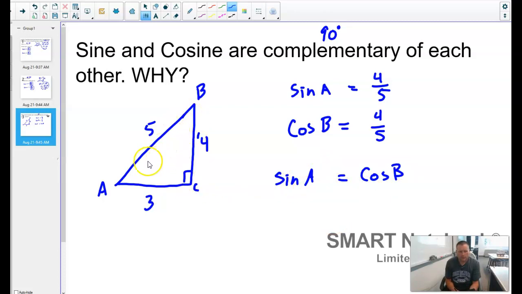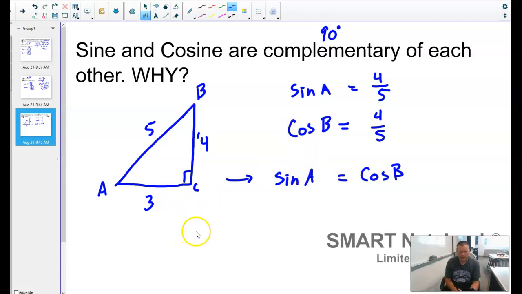If you remember, the inside angles of a triangle sum to 180 degrees. Well, C is 90, so we can get rid of that 90 degrees, which means A and B have to equal 90 degrees, because 90 plus 90 gives you 180. So whatever A is, when I add it to B, it's going to give me 90 degrees. And that's why these are complementary of each other, as long as A and B add up to 90 degrees.